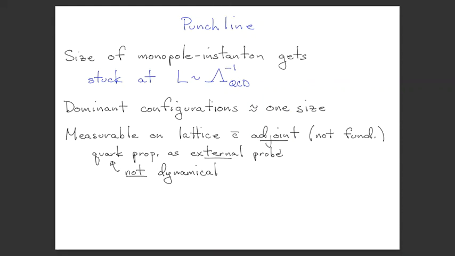Okay, so the punchline that I'm going to say is the size of the monopole gets stuck on the order of the confinement scale. The dominant configurations have one size. And okay, our arguments are kind of hand wavy, but I'm going to show you a way that this can be tested on the lattice with present day techniques. It's not simple, but it's doable.